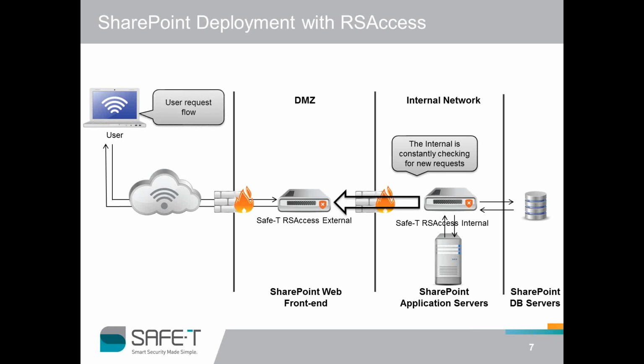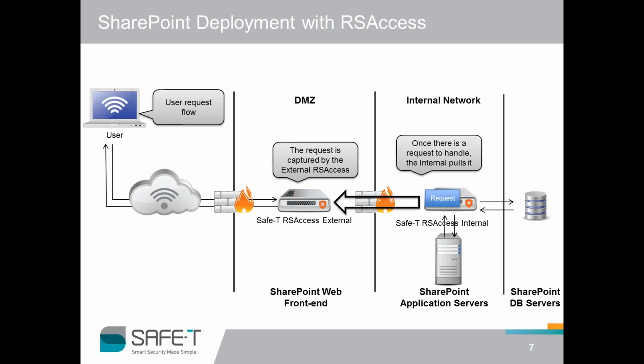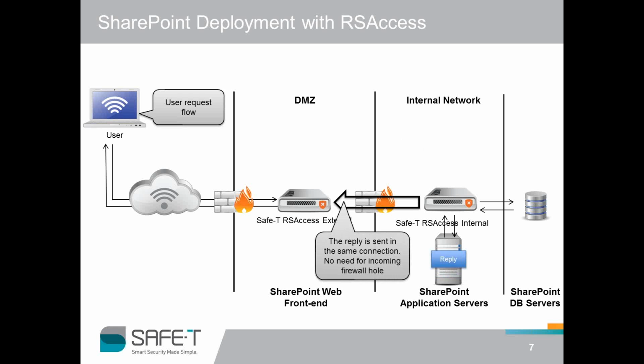Now let's have a look at what a user request flow looks like. A user request is sent to get some sensitive information from the SharePoint application. The request is captured by the external RSAccess, and then it's immediately pulled by the internal RSAccess into the internal network. Then the internal RSAccess sends the request to the application servers, and the reply is sent back from the application servers through the internal RSAccess to the external RSAccess and back to the user.